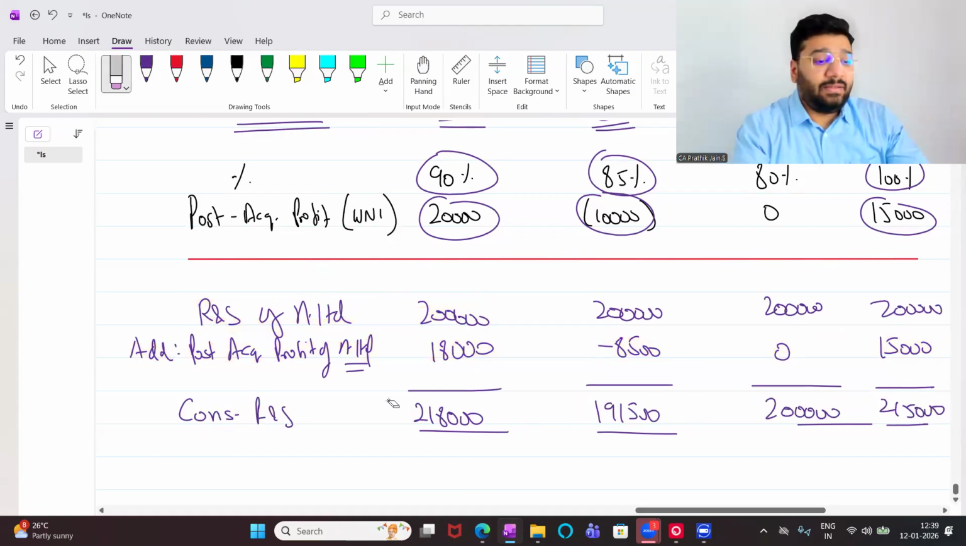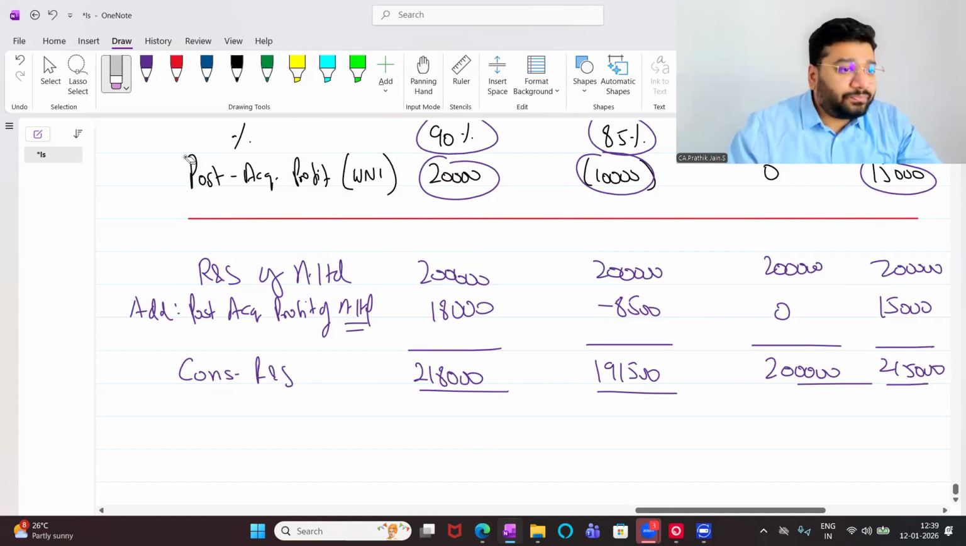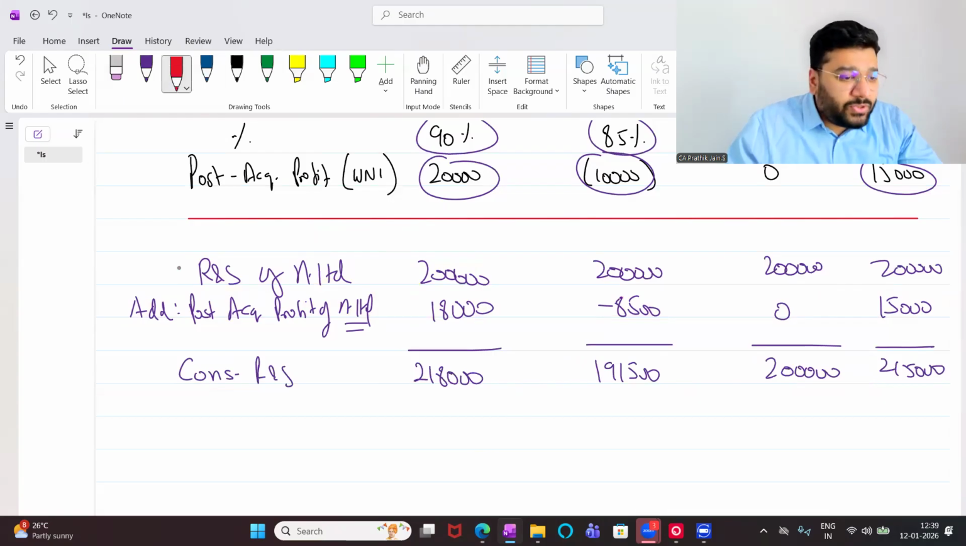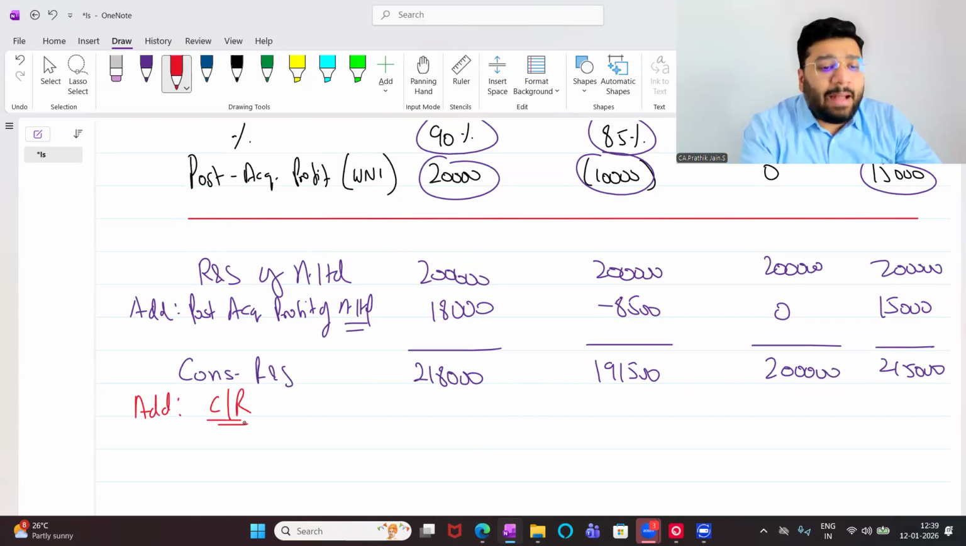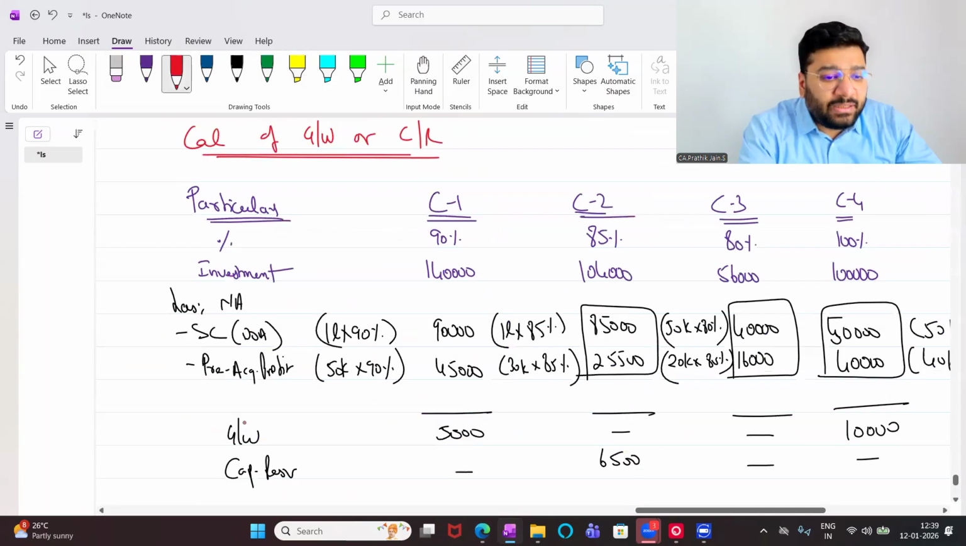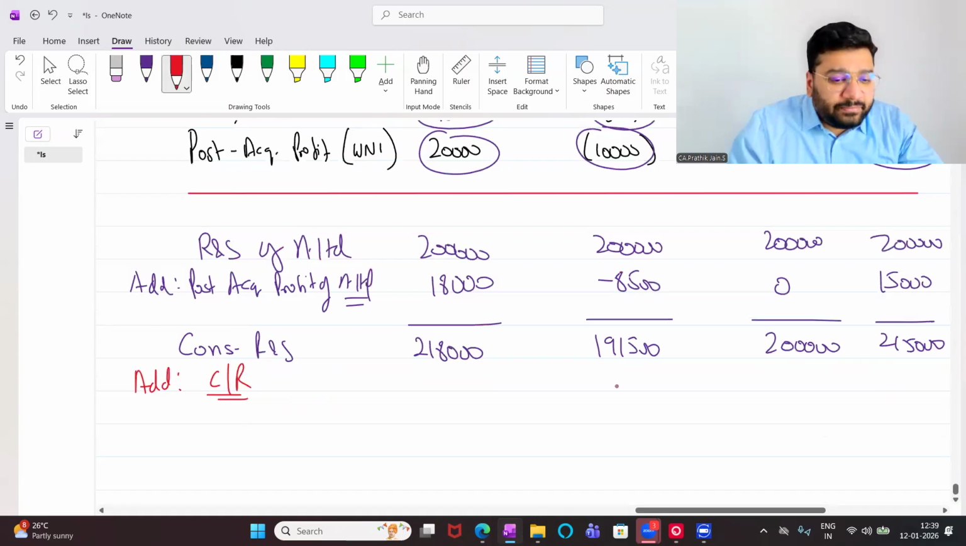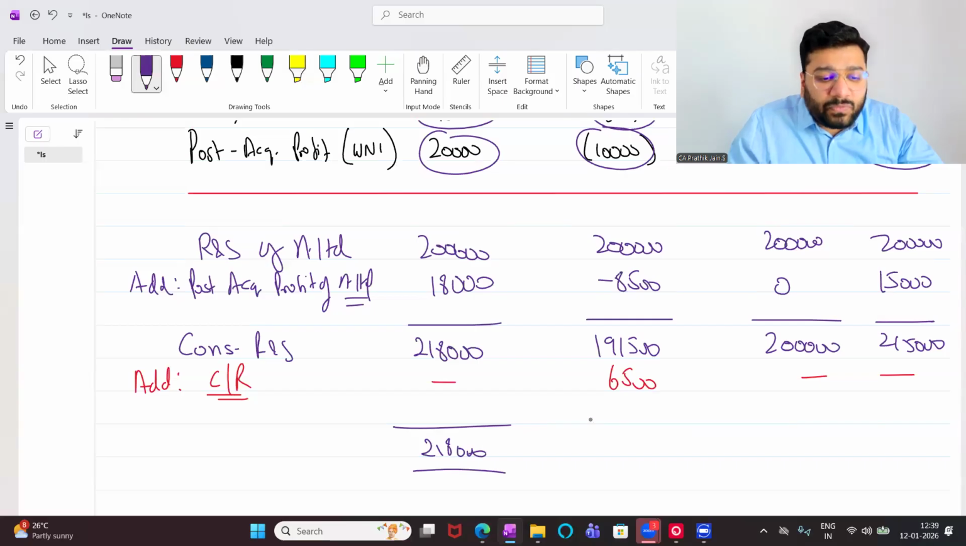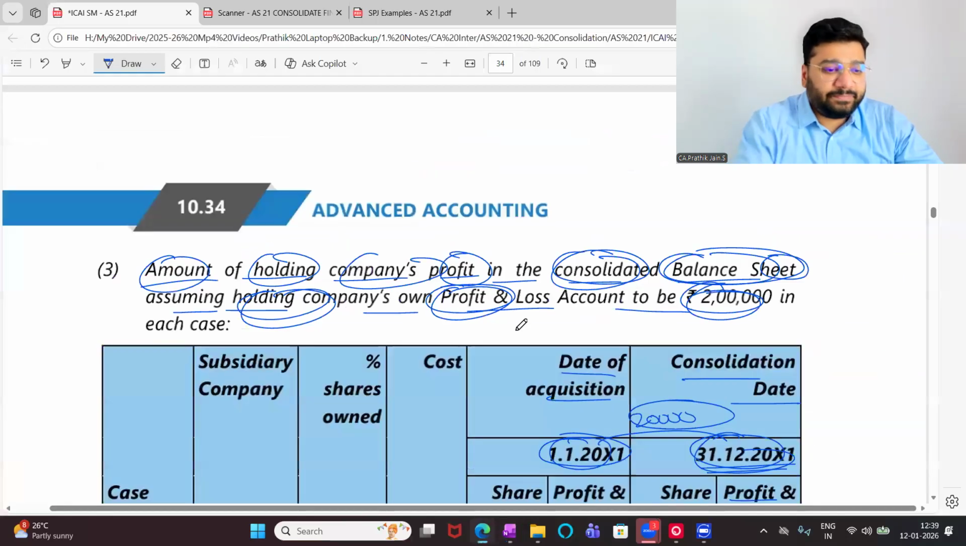Second one is? Yes. Now, with this, normally what do we do? I'm so sorry. One more thing we have to add. With this, we add capital reserve. Capital reserve is there only in case of case 2. That we have to add, 6,500. So in that case, the final amount is 2 lakh 18,000, 1 lakh 98,000, 2 lakh, and 2 lakh 15,000. This is the final answer.